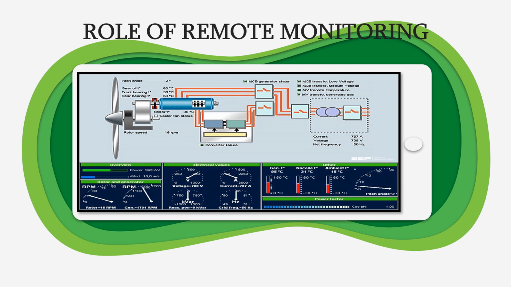This technology enables wind farm operators to reduce downtime and maintenance costs by addressing potential issues before they lead to equipment failure or safety hazards. Remote monitoring and predictive maintenance also help optimize energy production by identifying equipment issues that may reduce turbine performance.